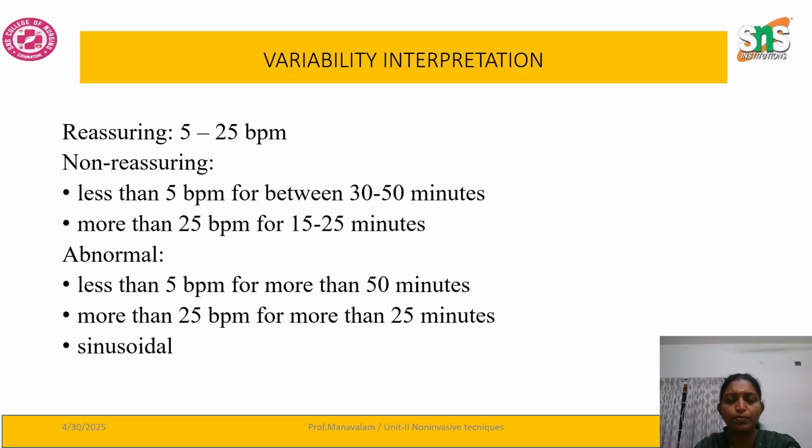Sometimes when the fetus is sleeping, there is no variability present. But the fetus takes only about 40 minutes for its sleep. So if after that there is still no variability, it indicates abnormality. More than 25 beats per minute present for more than 25 minutes is also abnormal. Sometimes in a sinusoidal pattern, there is no beat to beat variation of the fetal heart rate, and that is called a sinusoidal pattern.